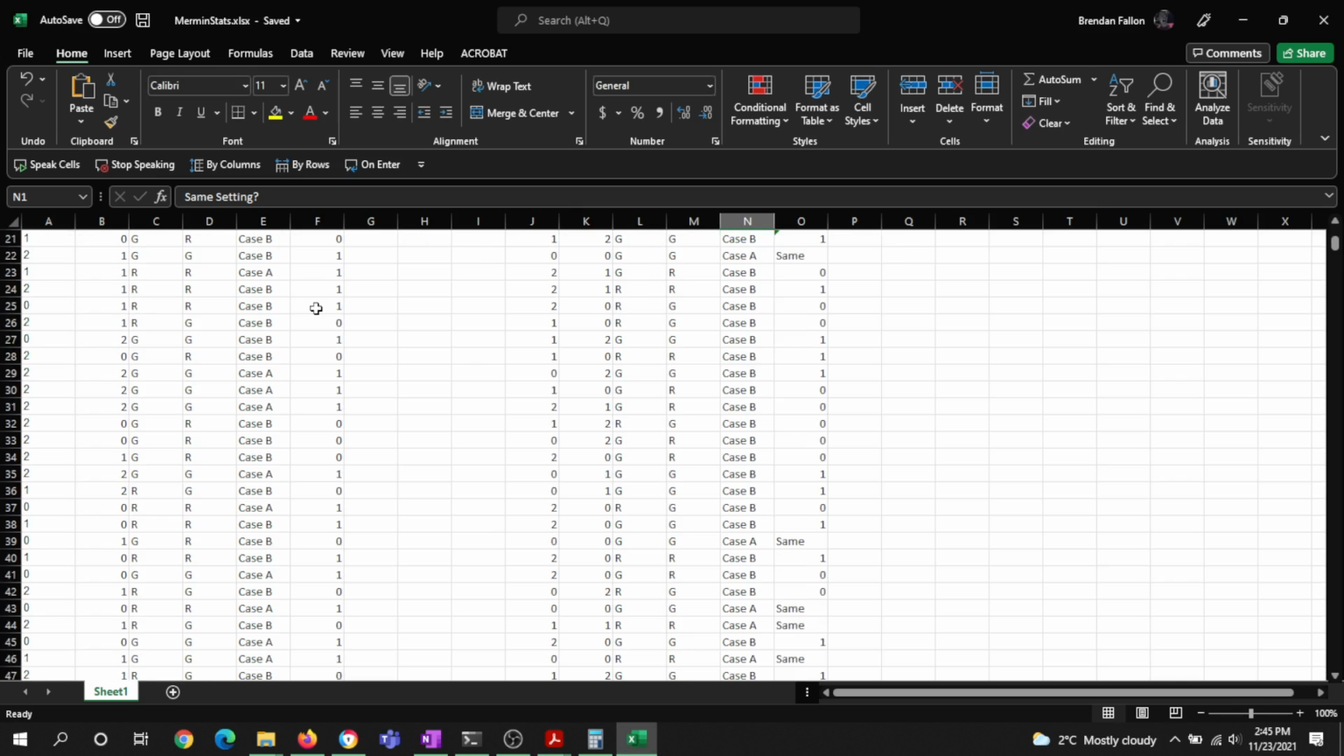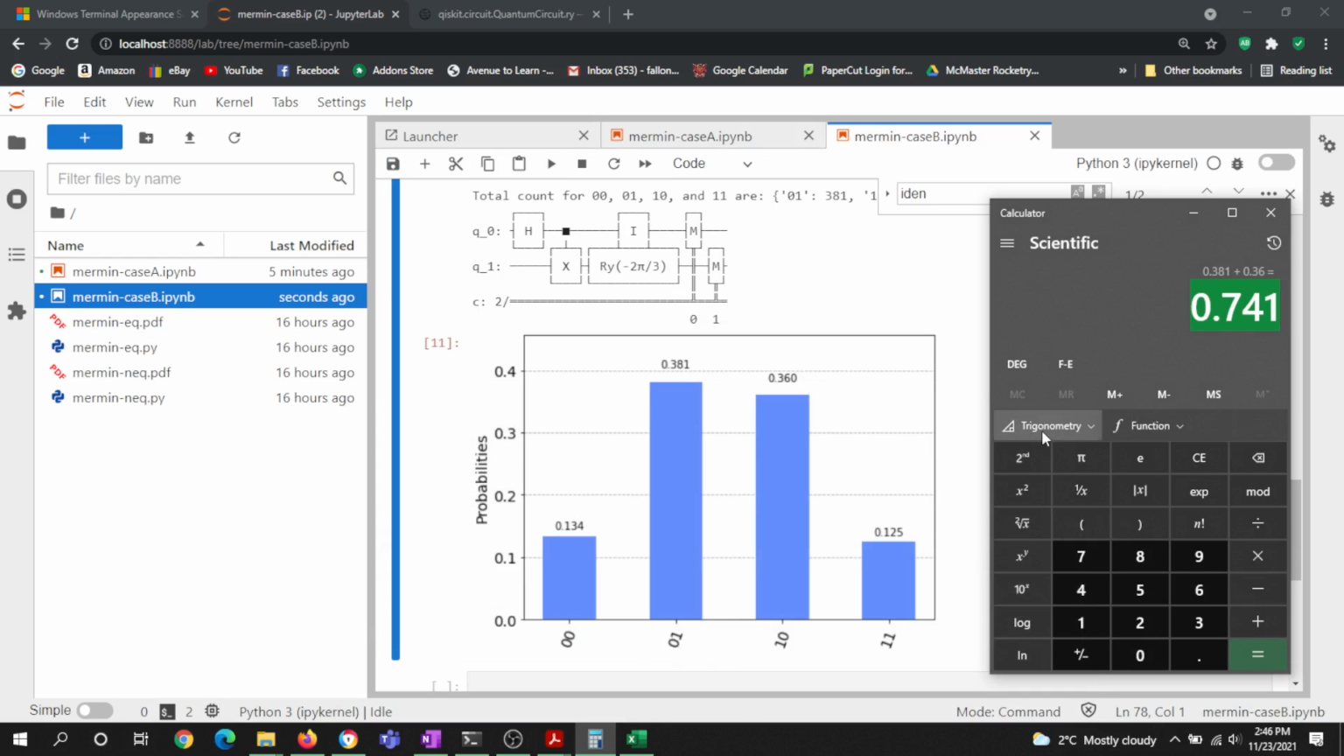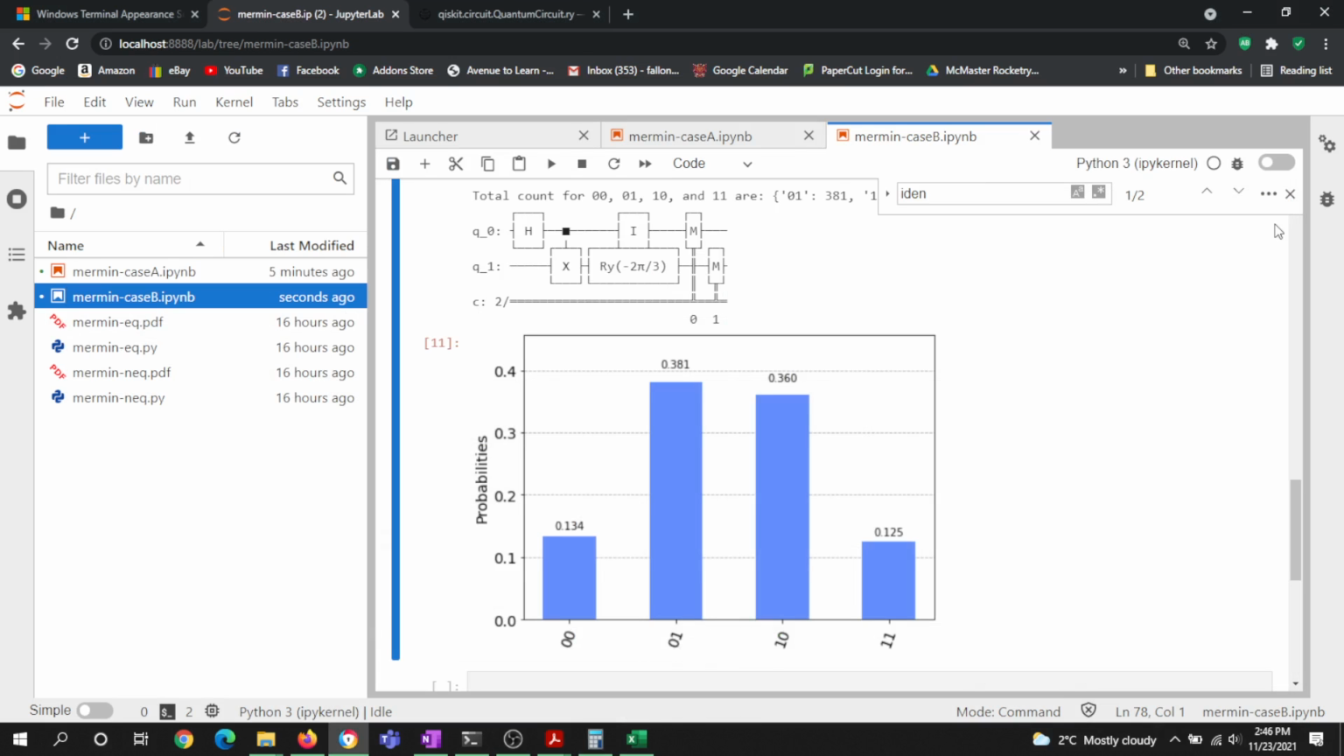I'll bring up my case. Yes, I'm just remembering that when I was running a batch of 100, I was getting about 50-50 for our case B's last time. So that is absolutely where we're at. So that is the quantum Mermin experiment in a nutshell. Any questions based on that so far? Hopefully that makes sense.